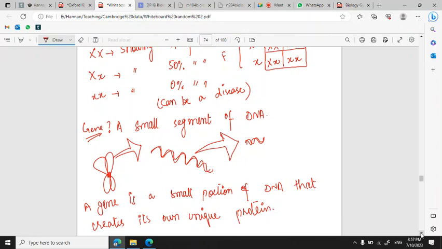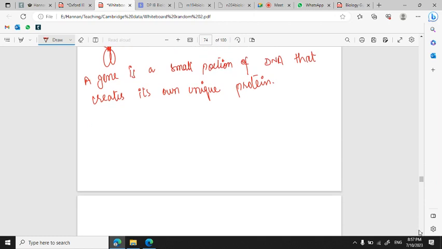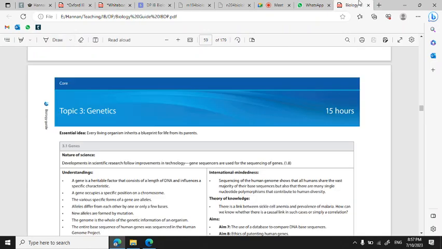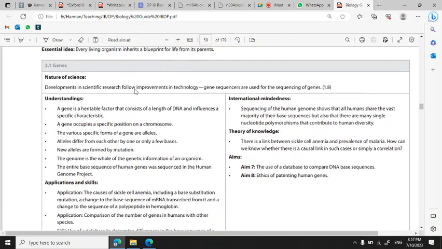genes have their own proteins, but we would study that in different sections, because when the gene creates a protein, it is a very lengthy process. You may have heard about transcription and translation. So from gene to protein, that is a very lengthy process. Okay, let's see this topic from what is written in this document.